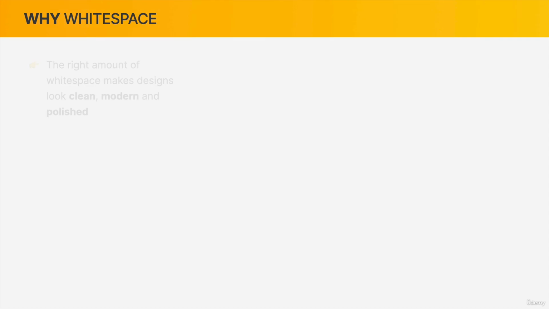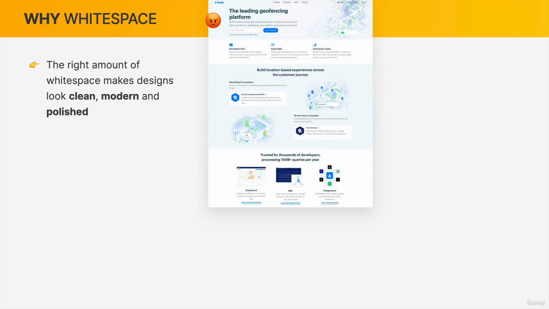So white space is basically simply space between elements, but the right amount of white space can make our designs look clean, modern, and polished, and even more important, easy for the user to understand. Just look at this design, which has very little to no white space at all. So the entire content here looks very cramped, and it doesn't look clean at all, and our eyes do not really know how to navigate this page due to the lack of all this space.